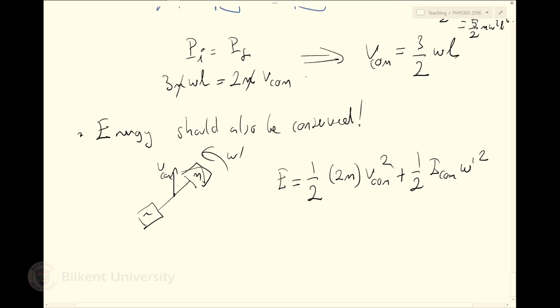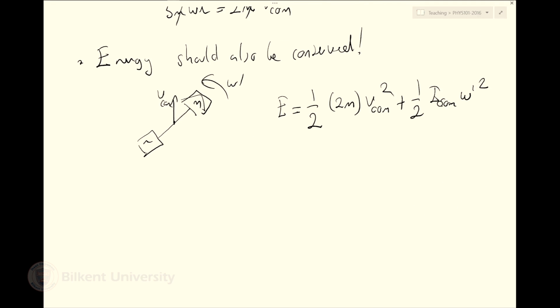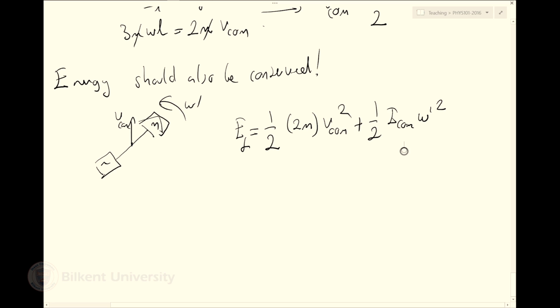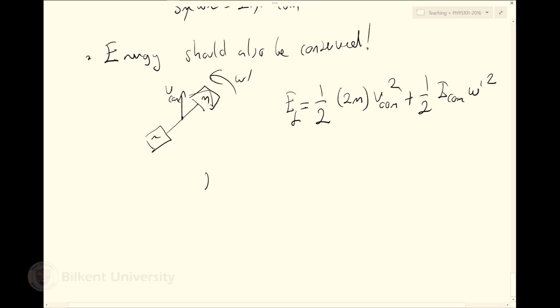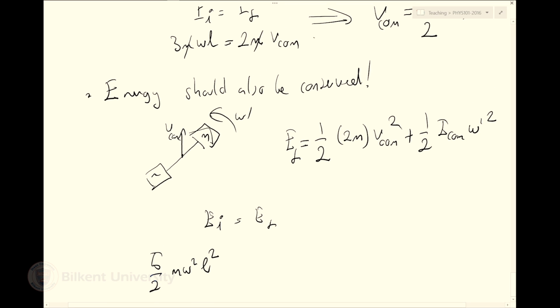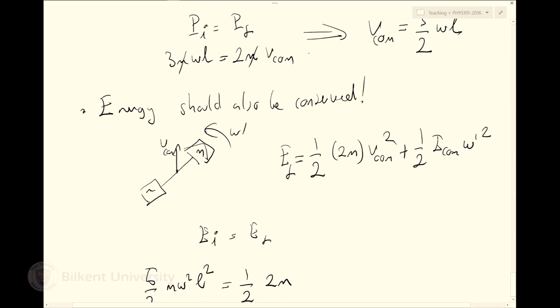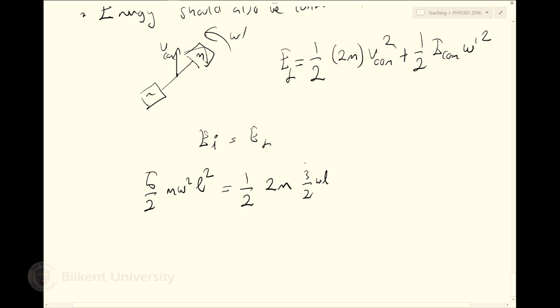So that's great. My initial kinetic energy was 5 halves m omega square L square. E initial is equal to E final. 5 halves m omega square L square must be equal to 1/2 times 2m times v center of mass, which we have found as 3 halves omega L, squared, plus 1/2.